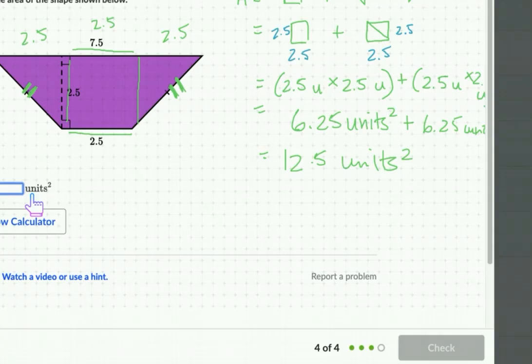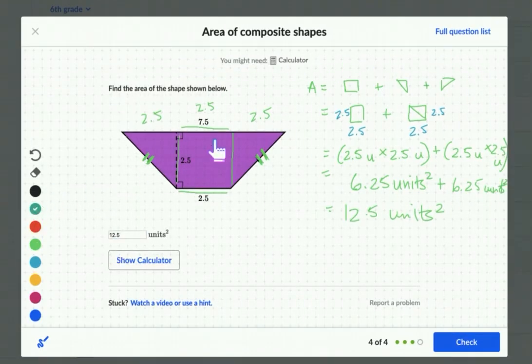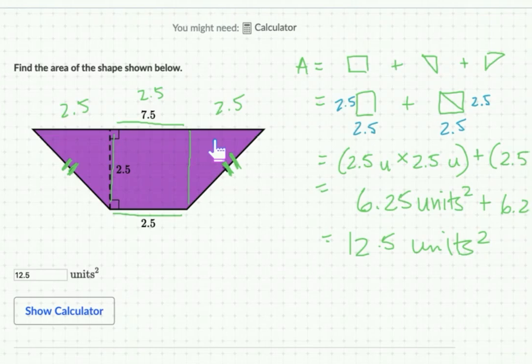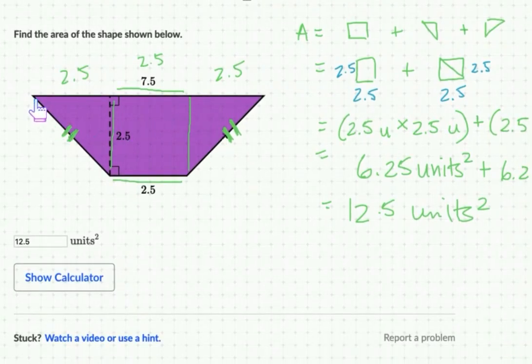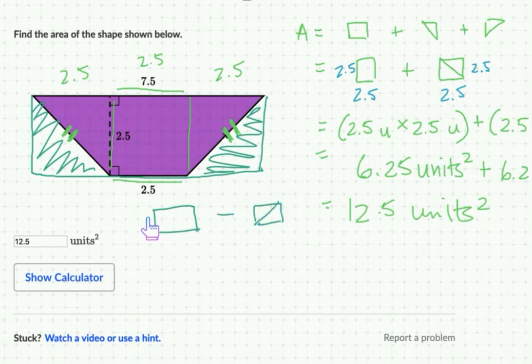So that's the adding method. You could have also chosen to use the subtracting method. So with that, you would probably create a bigger rectangle, and then you would subtract these triangles out, which again are going to be identical to each other. So it's just like taking a big rectangle and subtracting out a smaller square. Okay, so we're going to do that one as well in case you chose that method at home.